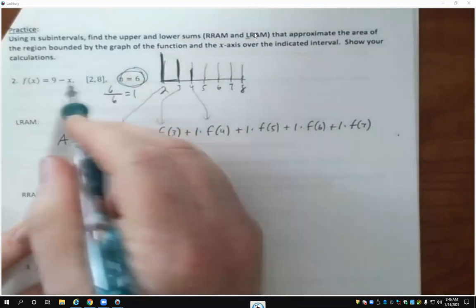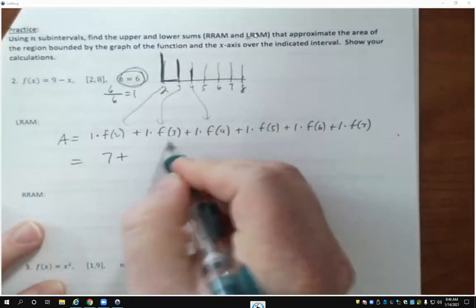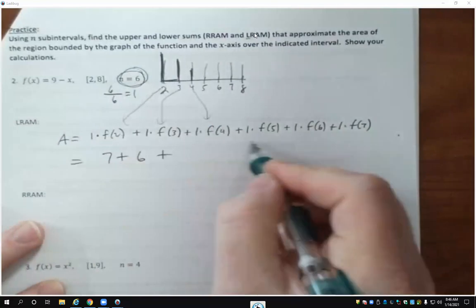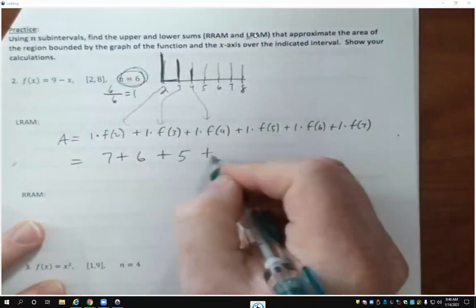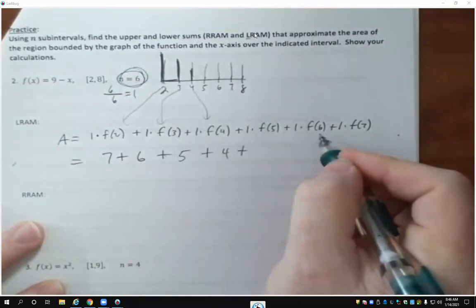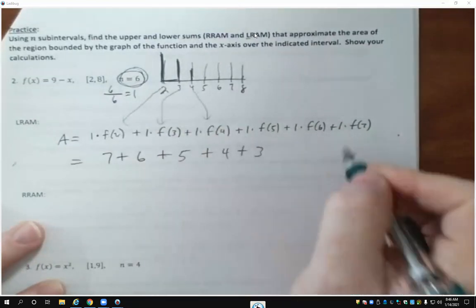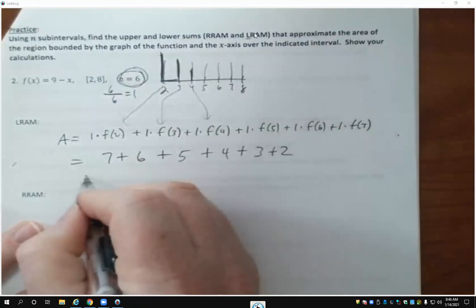F of 2 is 7. F of 3 is 6. F of 4 is 5. F of 5 is 4. F of 6 is 3. And F of 7 is 2.